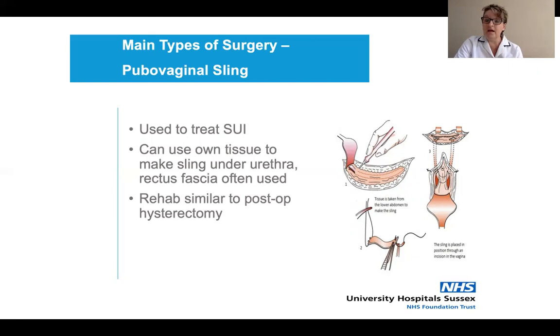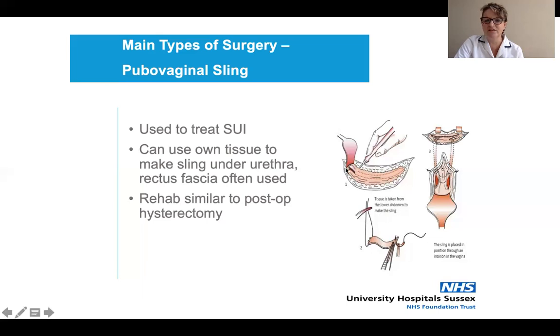Previously, the trust were using a TOT or a TVT, but that requires the use of mesh, which has a national and international suspension at the moment. So the trust are not using mesh and instead using this surgery instead. It's using your own tissue to make a little sling underneath the urethra, which is your waterwork tube. And often the rectus fascia is used, so the fascia in your lower tummy.